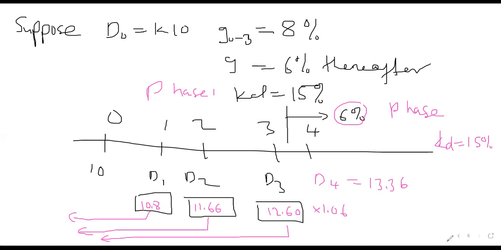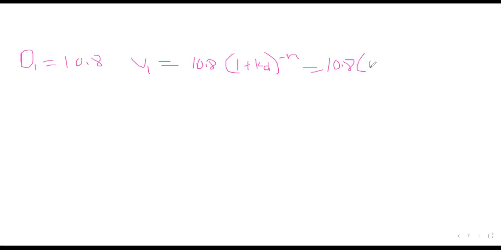So D1 is 10.8. Calculate the value of stock today. It will be 10.8 times 1 plus KD to the power negative n. Since it's in year 1, we're simply going to say 10.8 times 1.15 to the power negative 1. Okay.